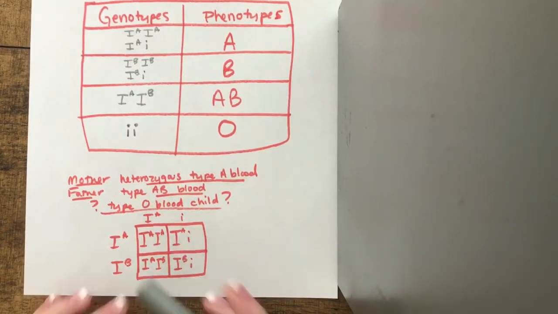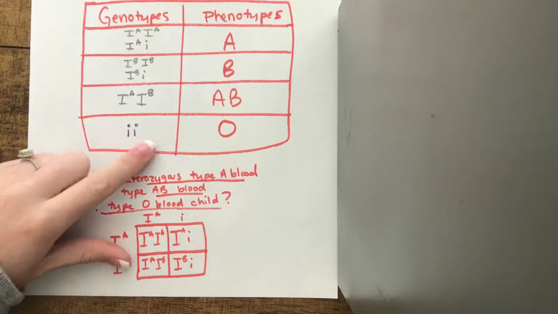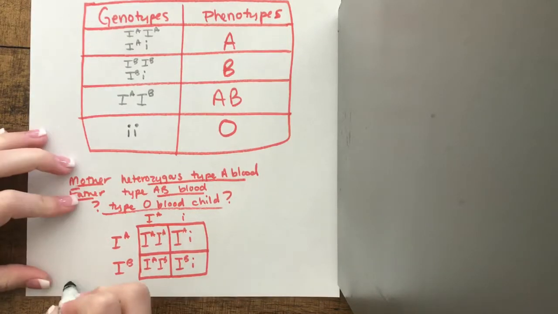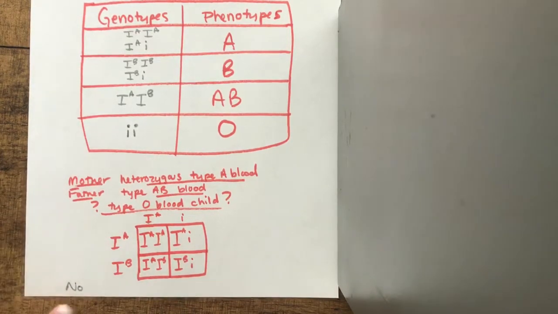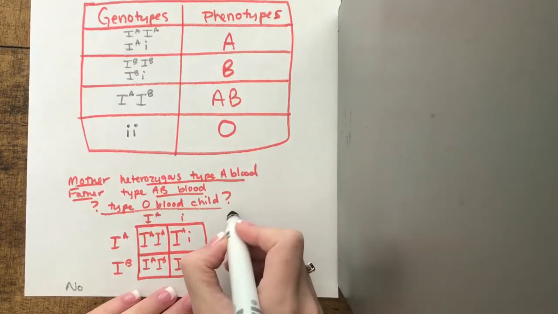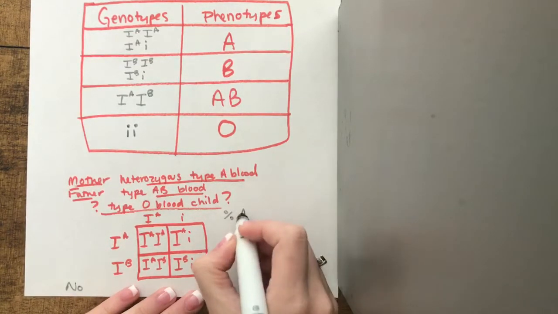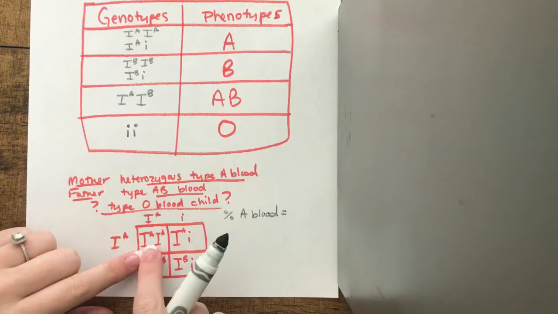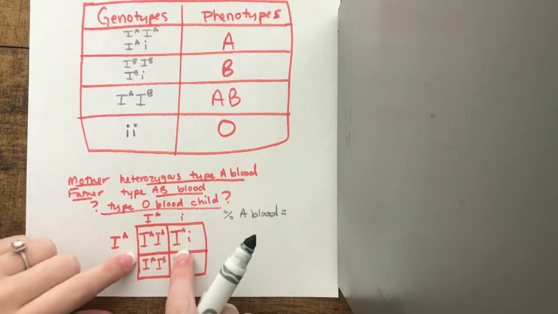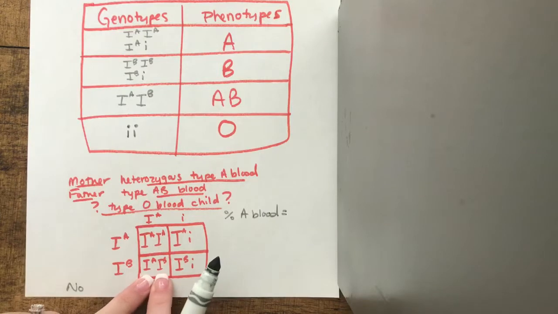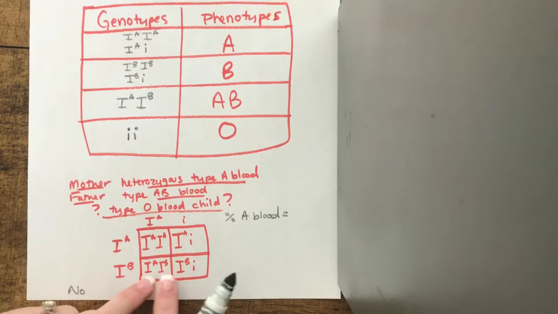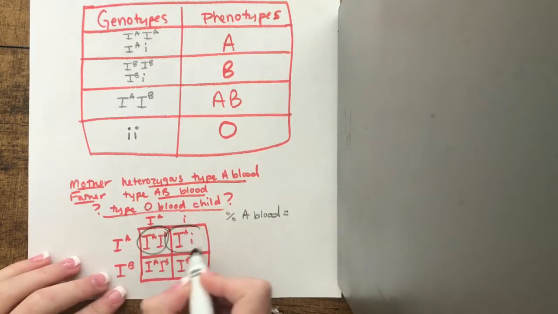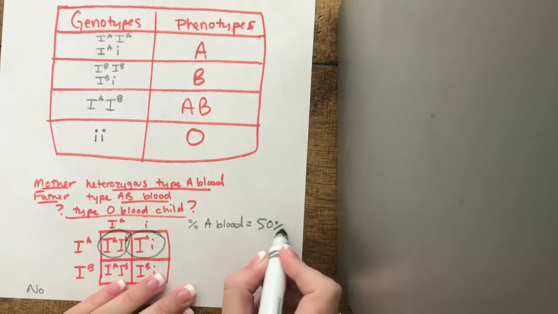So is it possible for them to have a child with type O blood? Remember, for type O you have to have 2 little i's, so I don't see that that is possible. So first, our short answer is no. We're going to come back to that in a second. So what percent has type A blood? We can see this person has type A. This one has type A. This one is going to have type AB blood. And then this one's going to have type B blood. So what percent has type A? It's just these two, so that's going to be 50%.